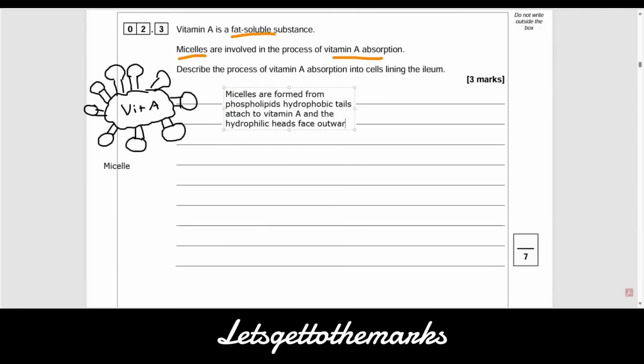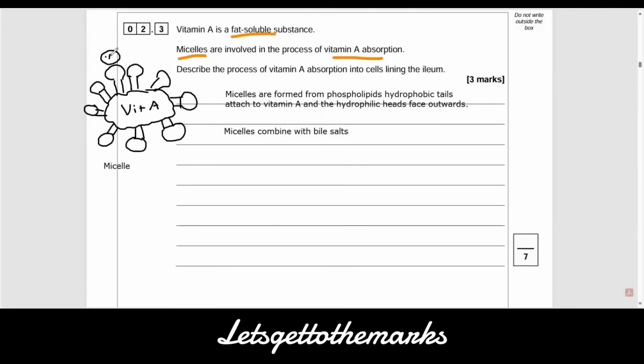And this means it can interact with water and solutions that are found passing through the human body, like the digestive system. Now, also, the micelles combine with bile salts. This makes it even more soluble. Bile salts are charged salts. You think of salts as ionic, so they have plus and negative charges. So these are bile salts, and this further improves the solubility. So micelles combine with bile salts.